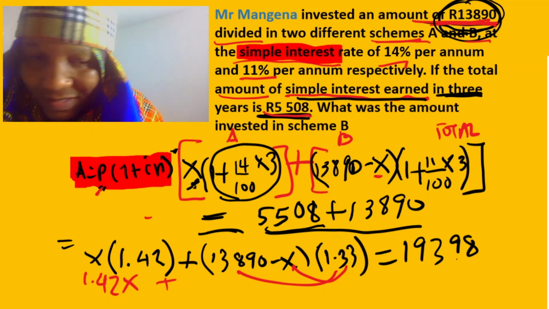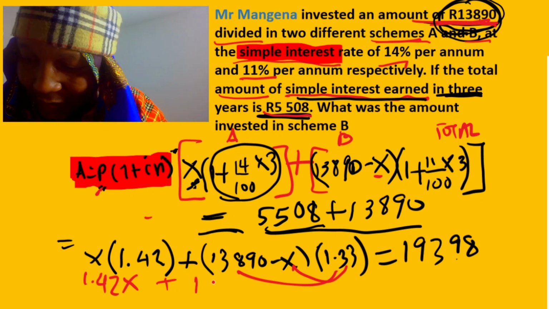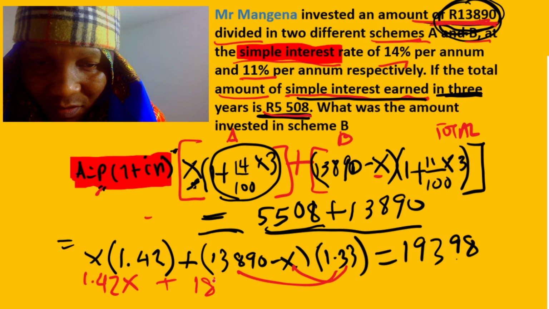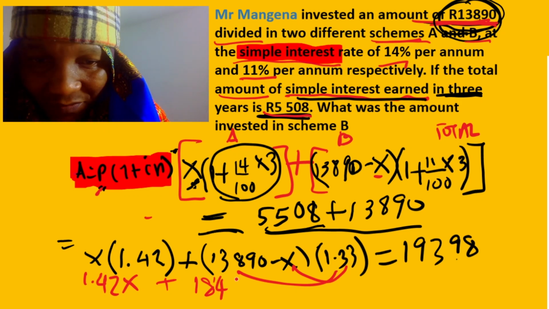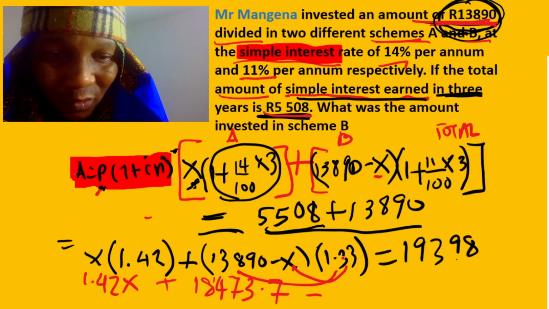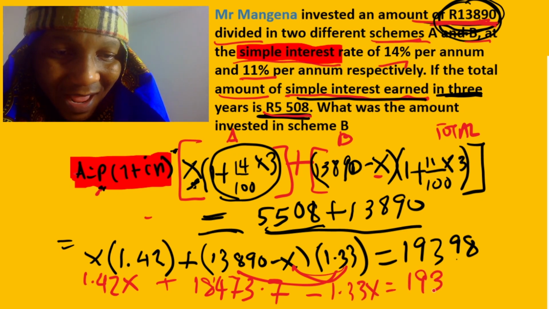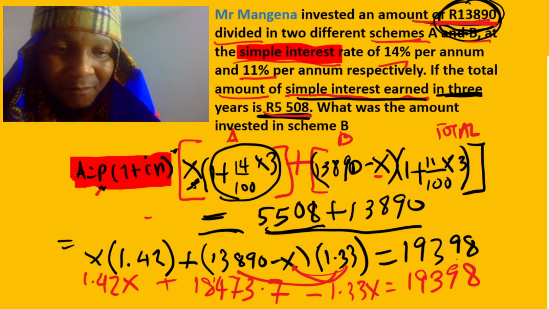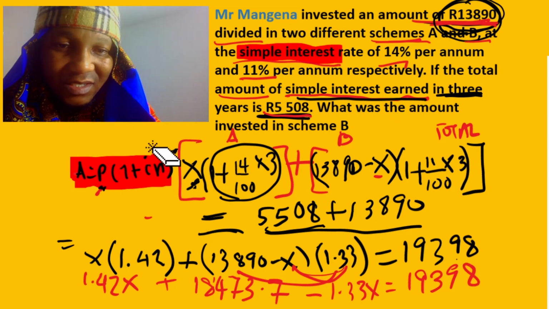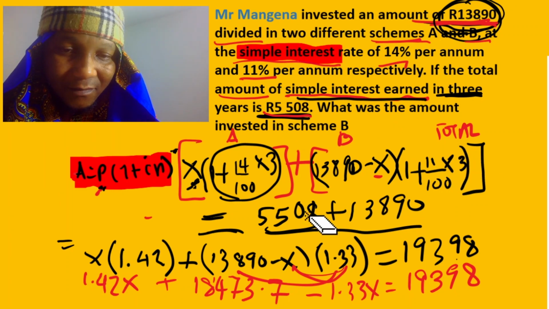Okay, when you multiply that one right here, it's going to give you 184.73. Then we minus. If you apply 1.13 multiplied by x, it's going to give you 1.33x equal to 193.98. So what we're going to do now, I can just erase here so I can have some space, because we just have to solve for the value of x.